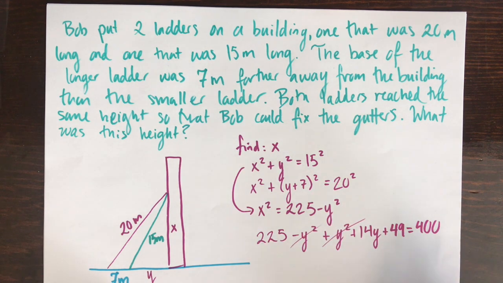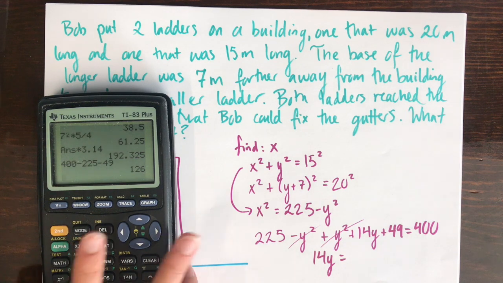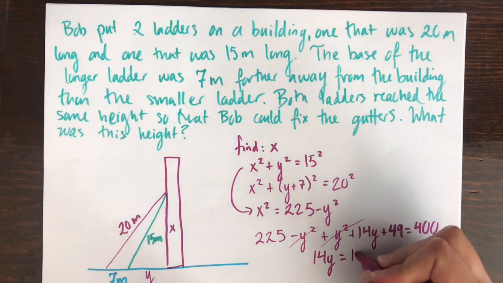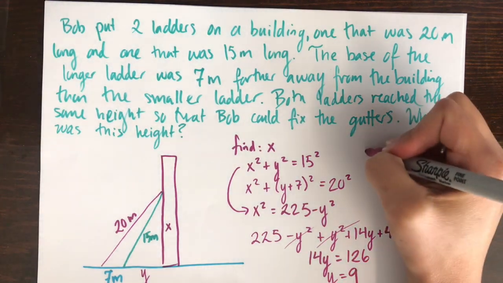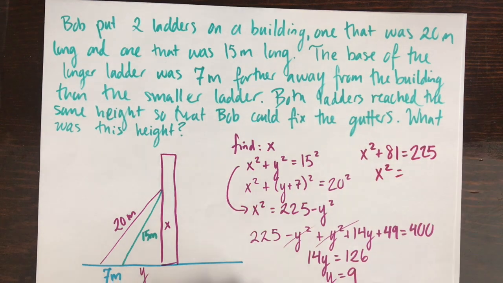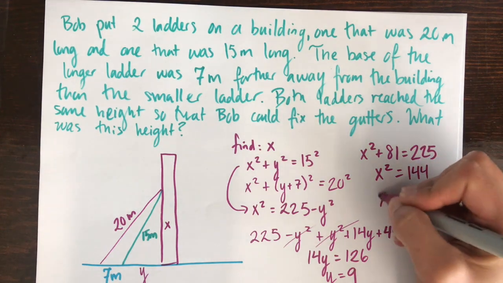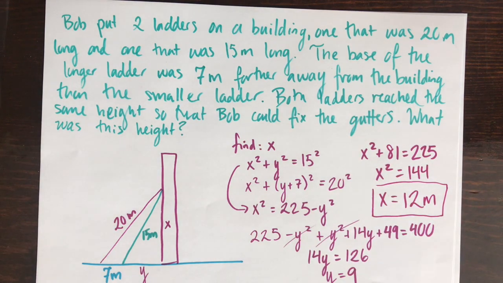The y squareds cancel there, and I'm left with 14y is equal to 400 minus 225 minus 49, and I end up with 126 right there. And then if I divide both sides by 14, then I end up with y is equal to 9. So y is equal to 9. And what I can do is plug 9 into the first equation where x squared plus y squared is equal to 225 or 15 squared. And x squared would be equal to 144 once I subtract 81 there. So therefore x is equal to 12 meters, which was what I was looking for. Good luck on your homework and have a great day.